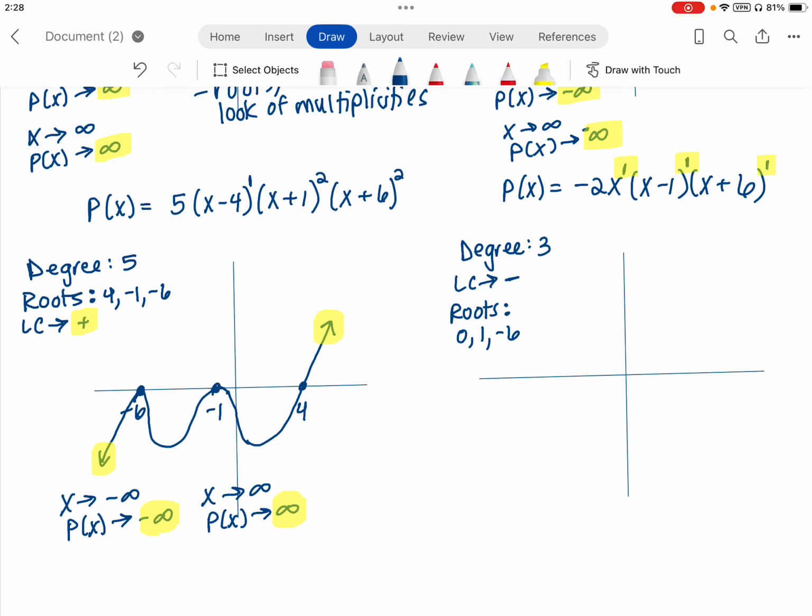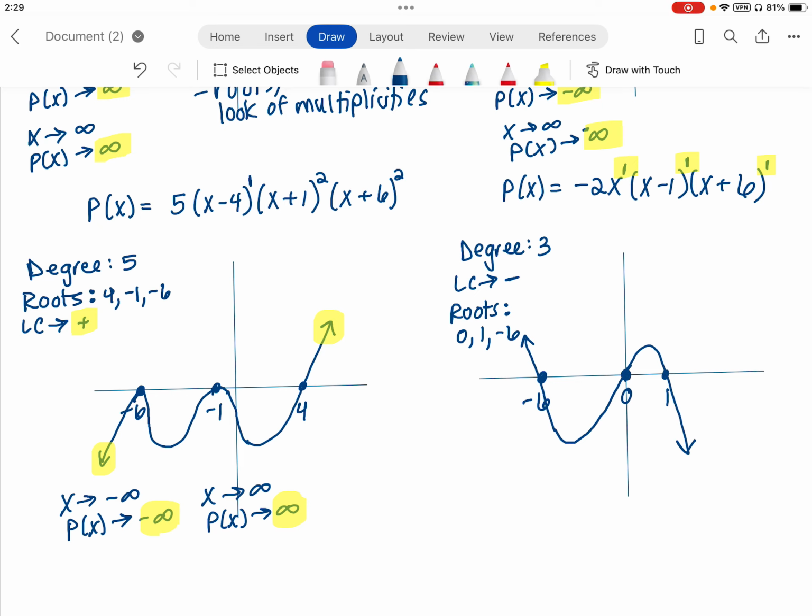Okay, so let's get this sketched here. So I've got -6, I've got 0, and I've got 1. Okay, now this one, because the leading coefficient is negative, my end behavior is going to be up on the left side and then down on the right side. Okay, so I need to make sure I start my sketch in that way. So these are each linear multiplicities of 1. So I'm going to come through the root here, go down, come through the root here, go up, and then come down through the root here.